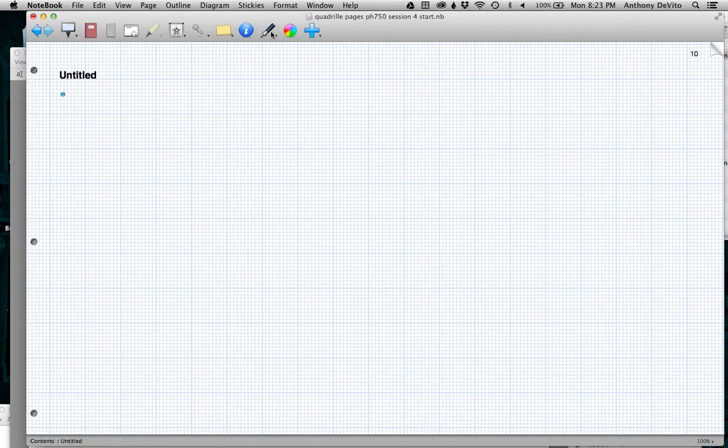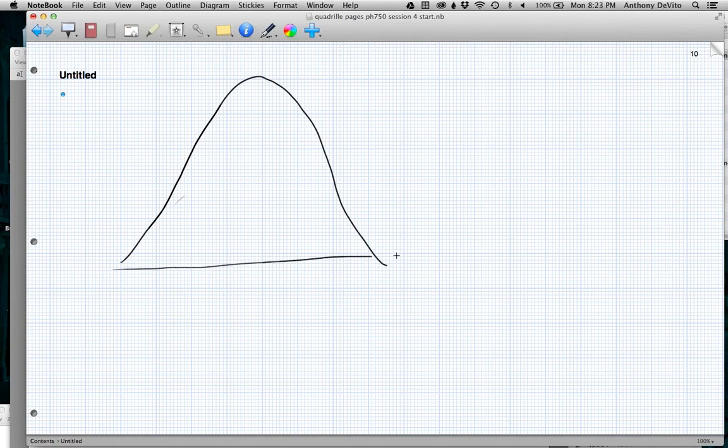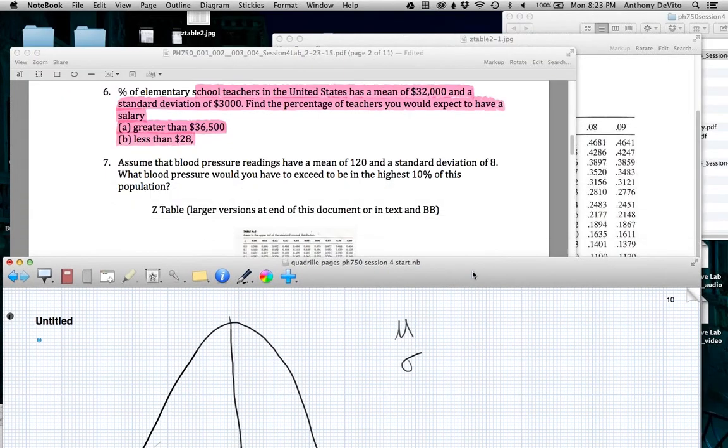Okay, here's my standard normal distribution. See if I can do this without making it too ugly. Oops. Okay, not perfectly normal, but here's my mean down here somewhere. My mean and my standard deviation.